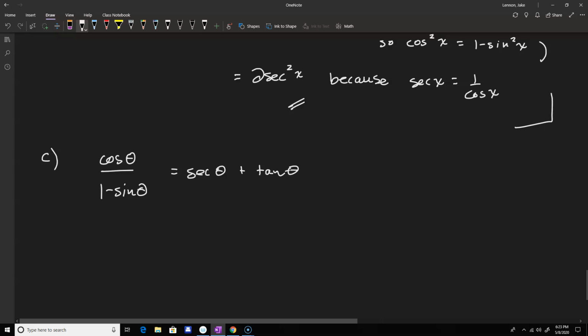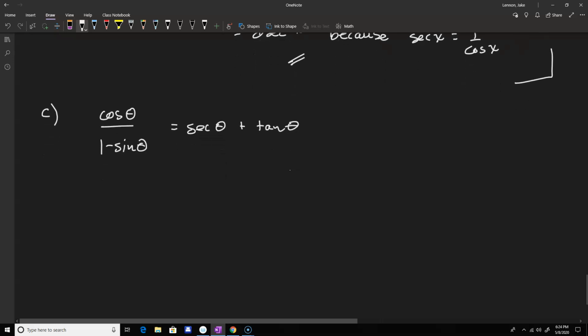Now, this one is a little bit trickier. It's not so clear where to go. Again, the right-hand side, we could maybe expand to say, okay, secant theta is 1 over cosine theta, and tangent theta is sine over cosine. So maybe you can put those together. That's one idea. Or you can think about maybe multiplying by the conjugate on the left-hand side. Either idea may work. So sometimes you may try one and it turns out to work, or maybe you hit a dead end and you just restart and try the other method. Or sometimes maybe they both work.